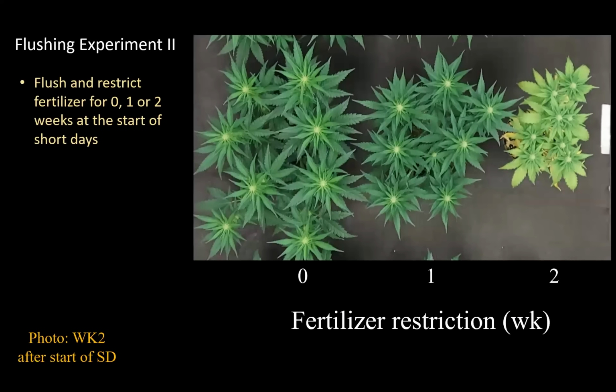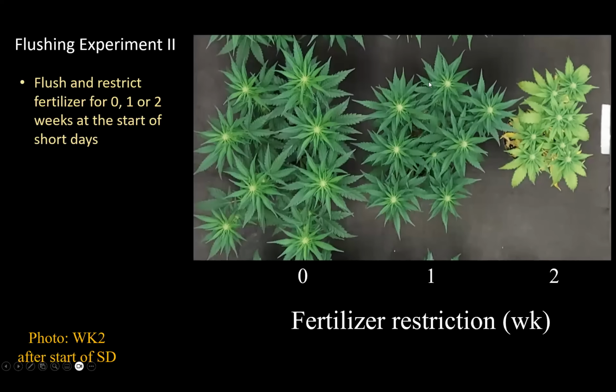So then our second experiment that we're talking about here is flushing and fertilizer restriction. So we'd actually flush and then not apply any fertilizer, either 0, where they get fertilizer like a normal plant, or for 1 week we do this treatment, or for 2 weeks we do the treatment at the start of short days. Again, as soon as we transition to the 12-hour room, the flowering room.